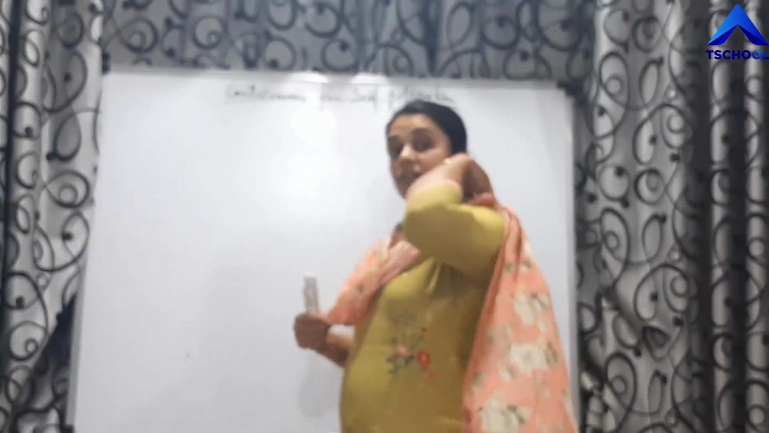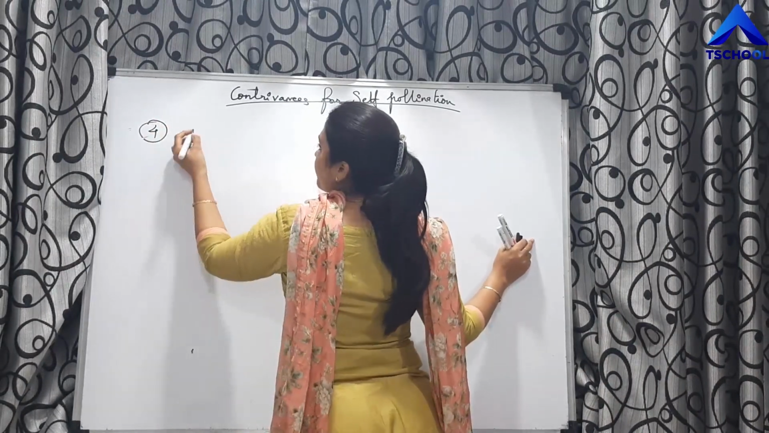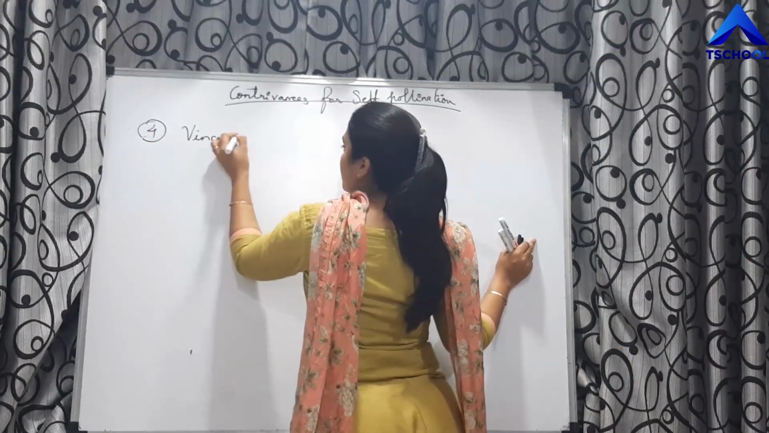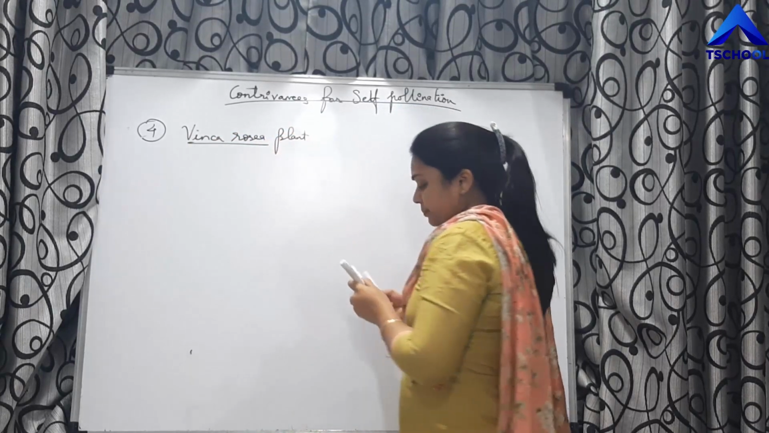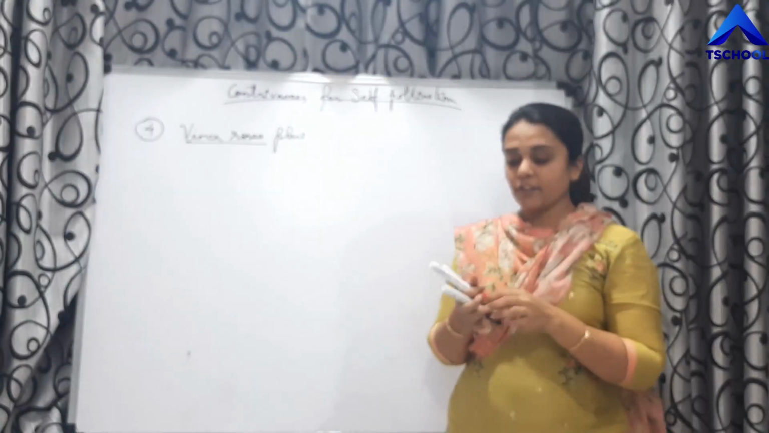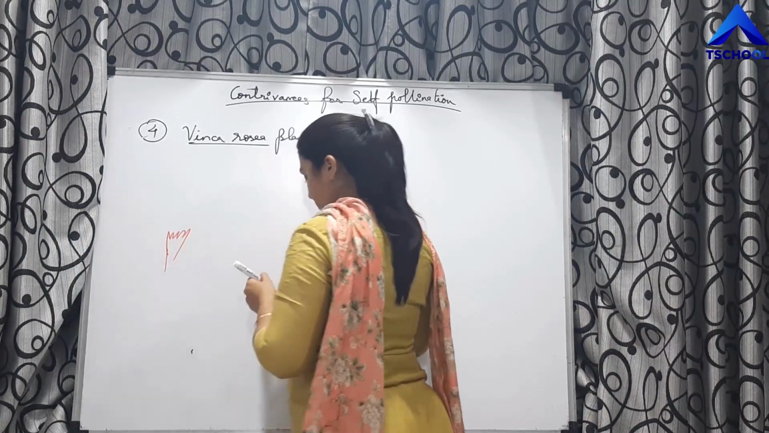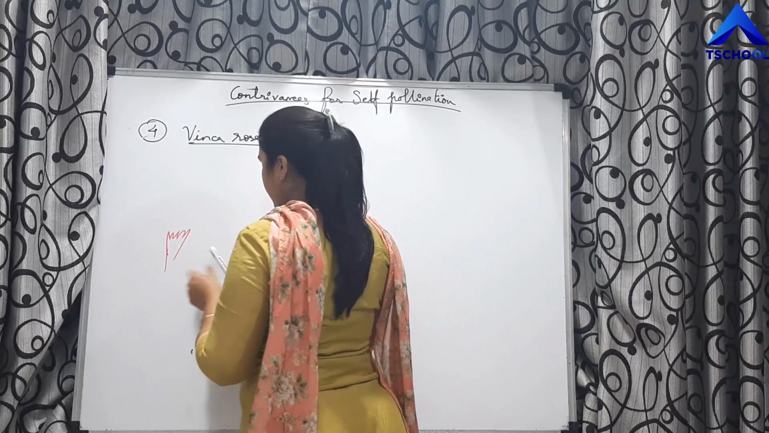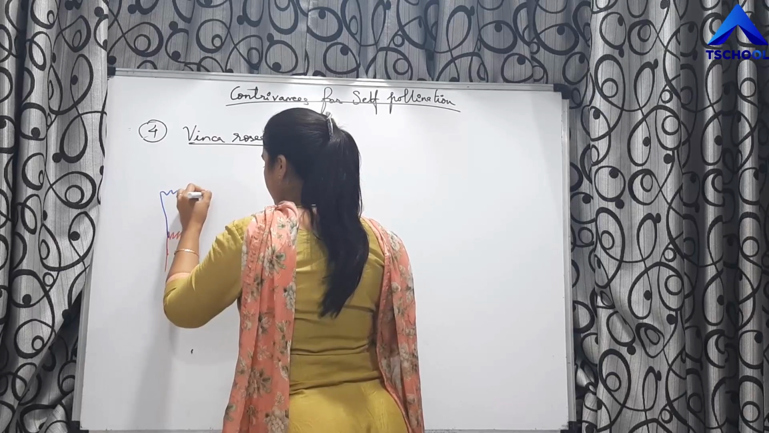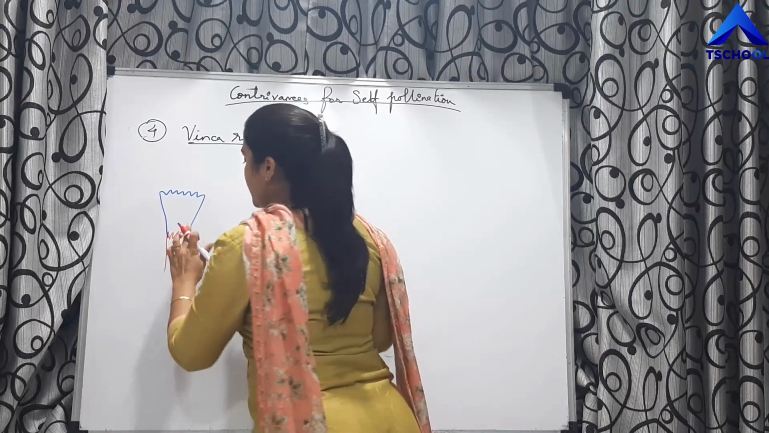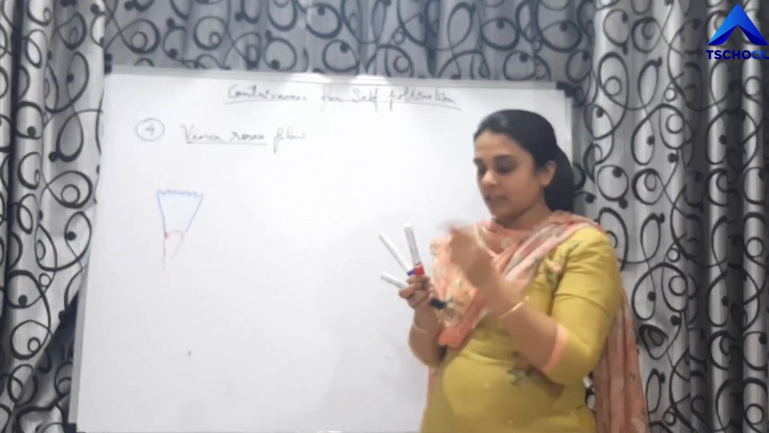Then one more adaptation for self-pollination is seen in certain plants which adapt for it. Say for example, in Vinca rosea plant, what adaptation is there? The flower is very small and funnel shaped, right? This is the receptacle of the flower and this is the funnel shaped flower. The flower is narrow and funnel shaped, right?